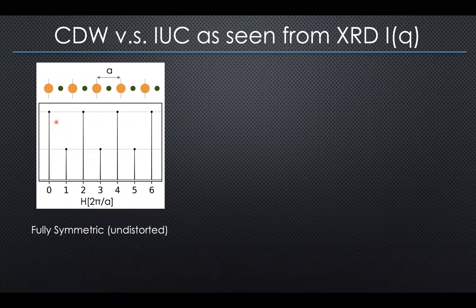The X-ray diffraction pattern, which is essentially the Fourier transform of the density, is going to show you peaks at integer Bragg positions, 2 pi over A, but the peak heights are going to be different between different Bragg positions because of the form factor reflecting this internal structure inside the unit cell.